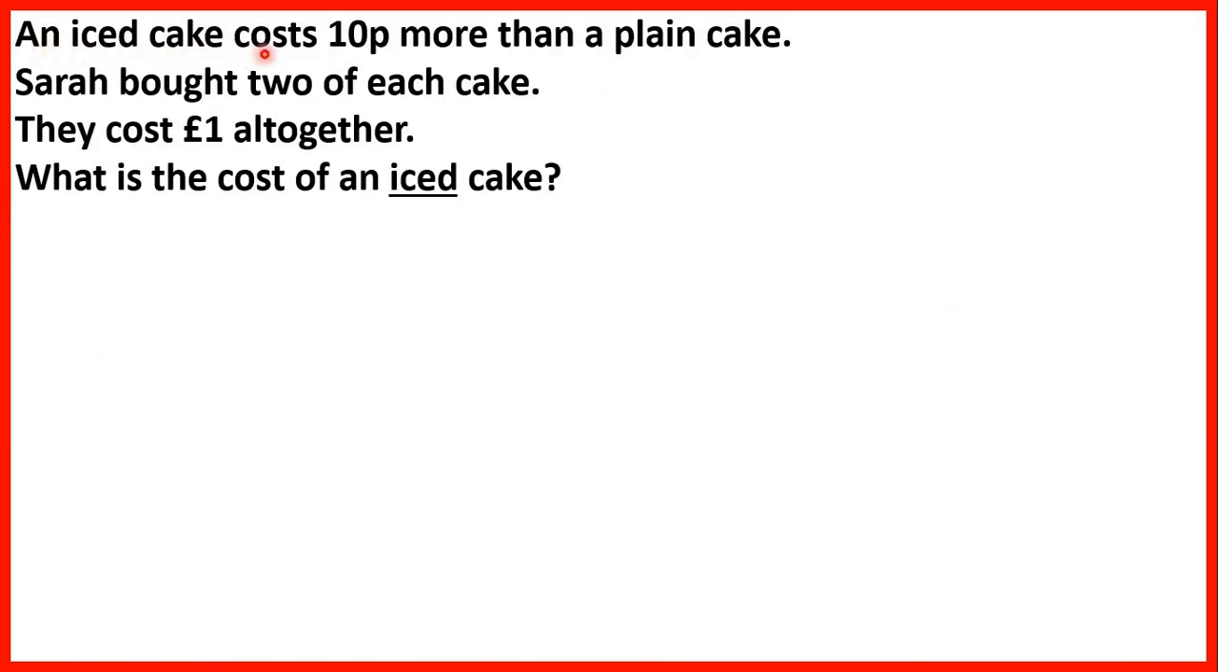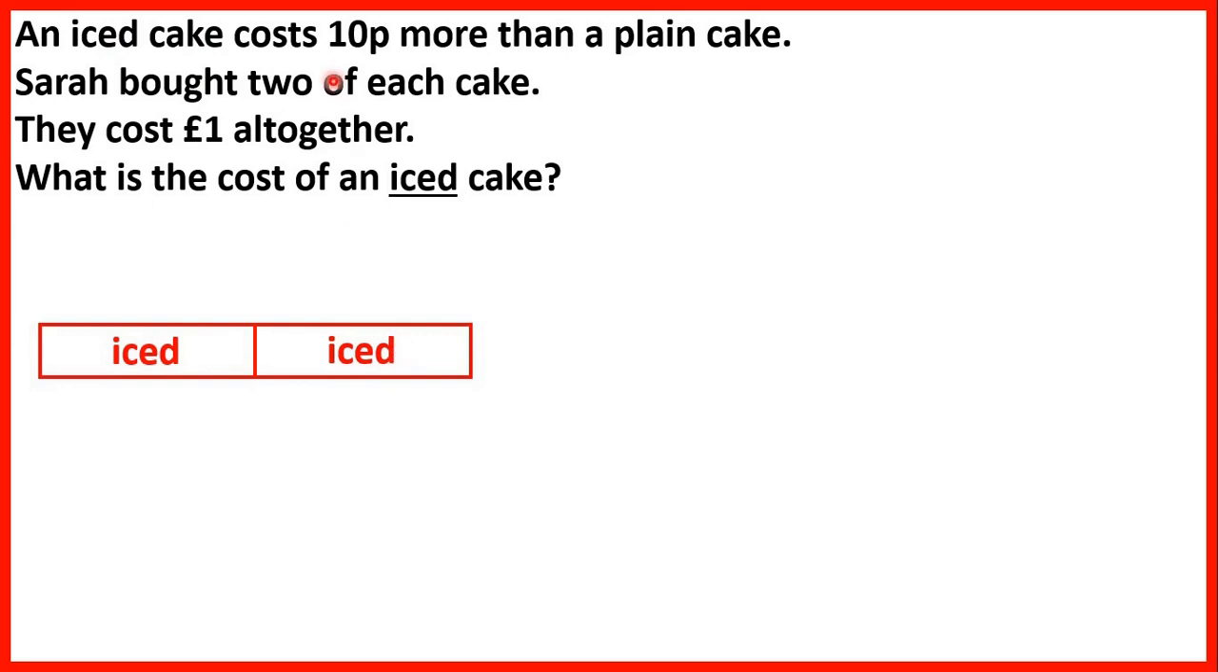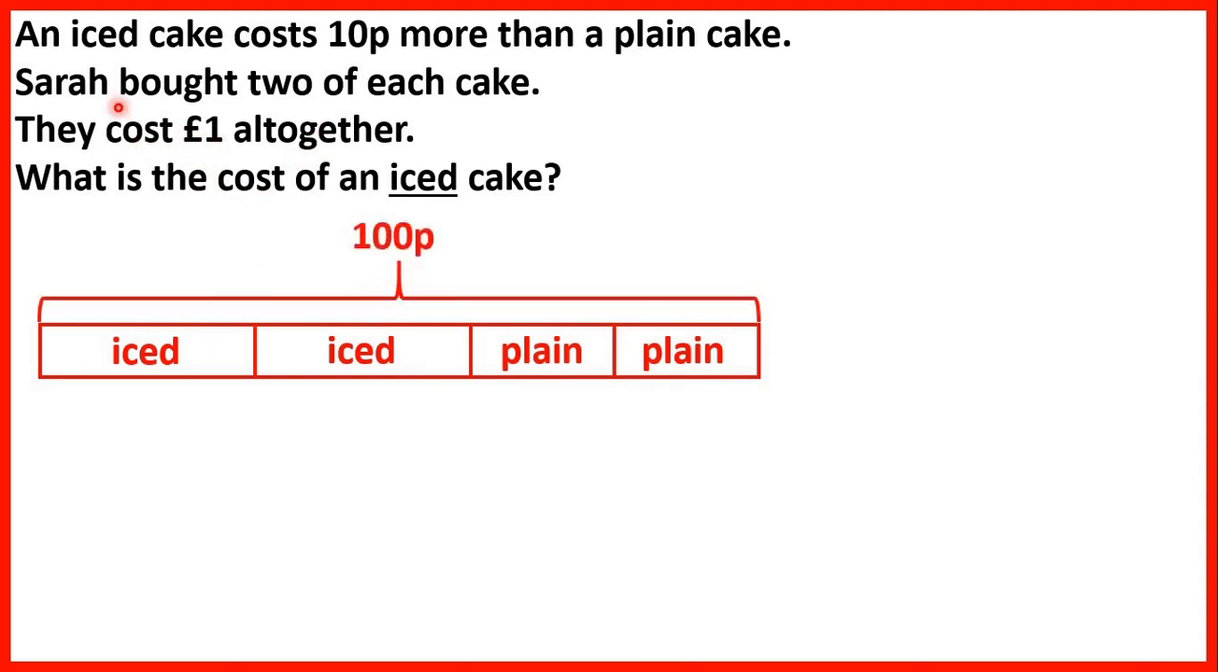An iced cake costs 10 pence more than a plain cake. Sarah bought 2 of each cake. They cost £1 altogether. What is the cost of an iced cake? So one way to solve this problem is to use a bar model. Sarah bought 2 iced cakes, so we can show 2 bars for iced, and she bought 2 plain cakes, so 2 bars for plain. They cost £1 altogether, so altogether Sarah spent 100 pence, or £1.